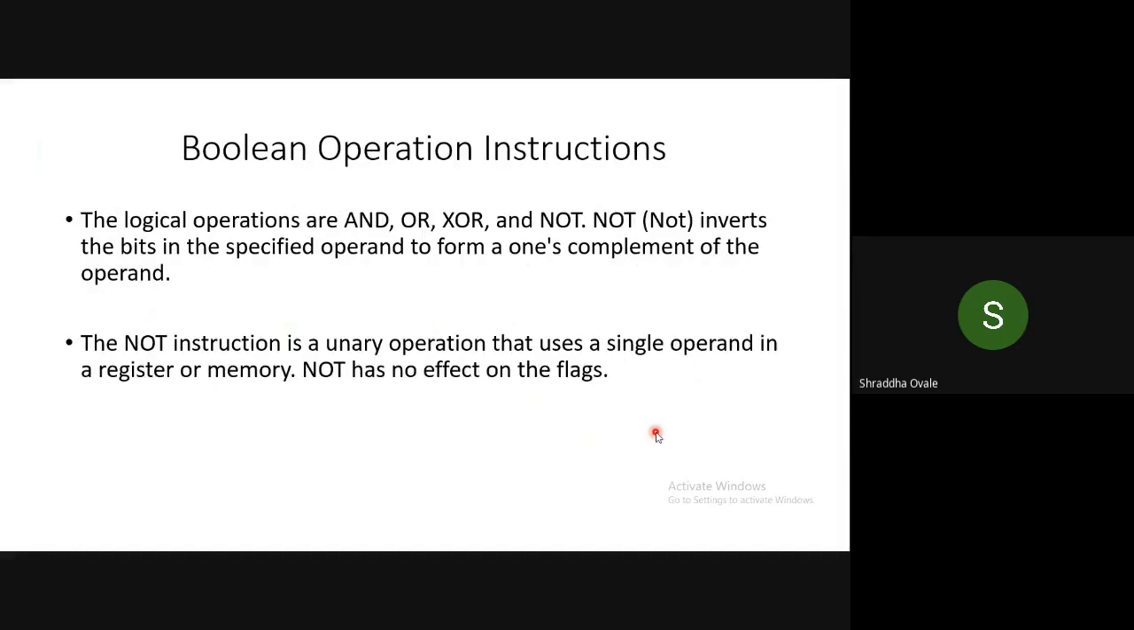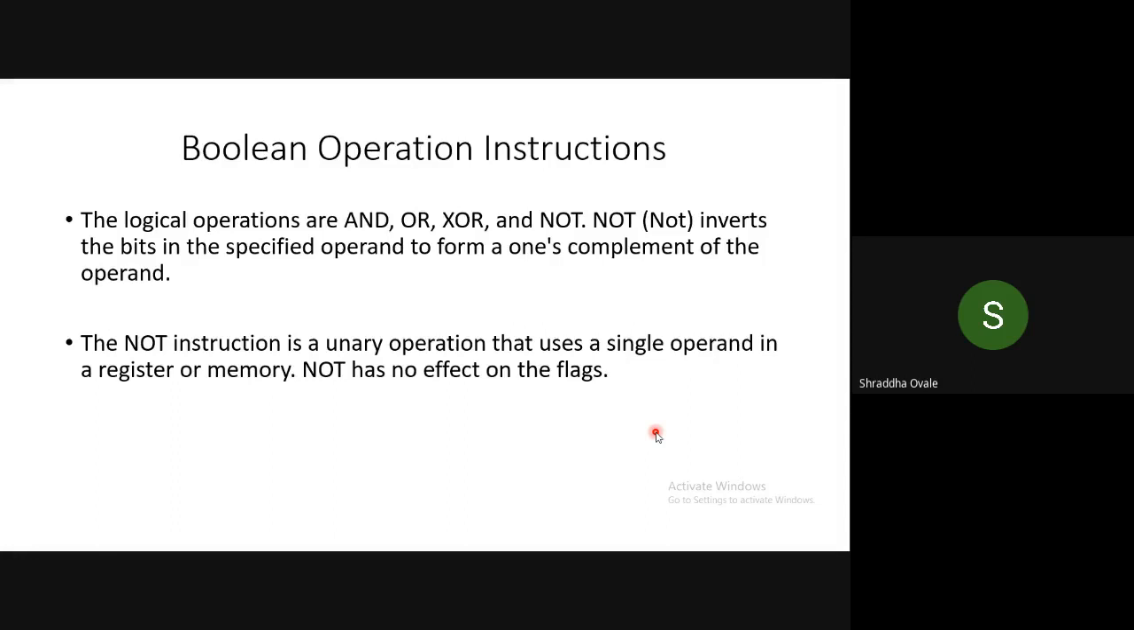Now next is the Boolean operation instructions. Now what are Boolean operation instructions? They are basically nothing but AND, OR, XOR, NOT. Okay. And NOT means what? It will invert the bits in the specified operand to form a ones complement of the operand. Very simple. NOT means what? Inversion will take place and the ones complement will be formed for the given operand.